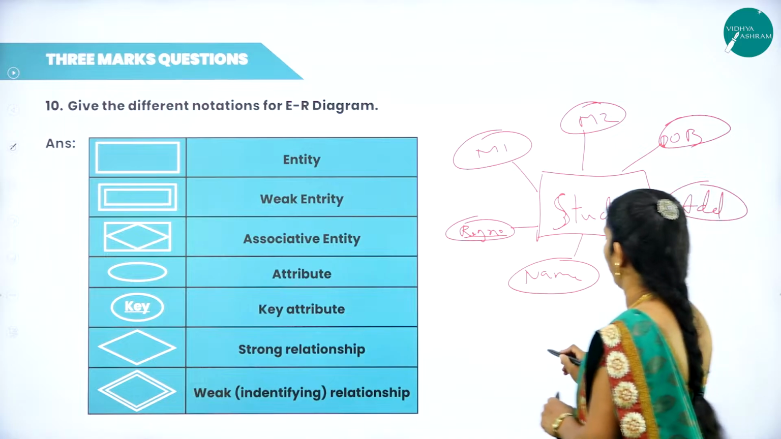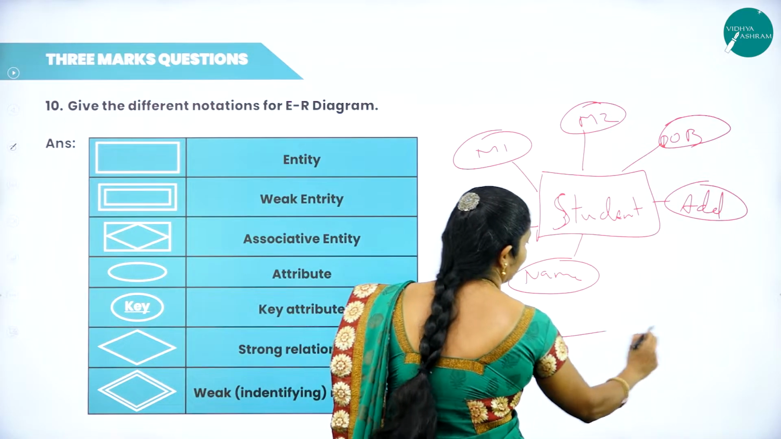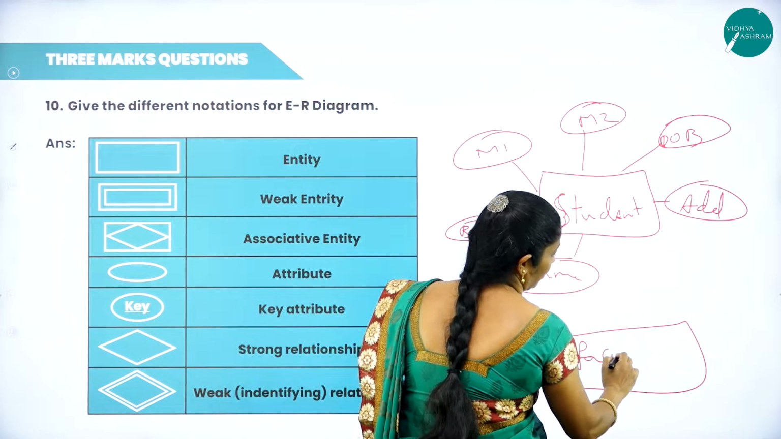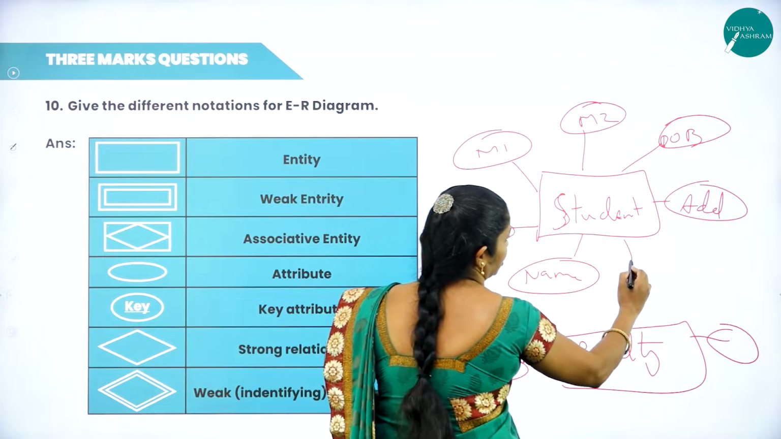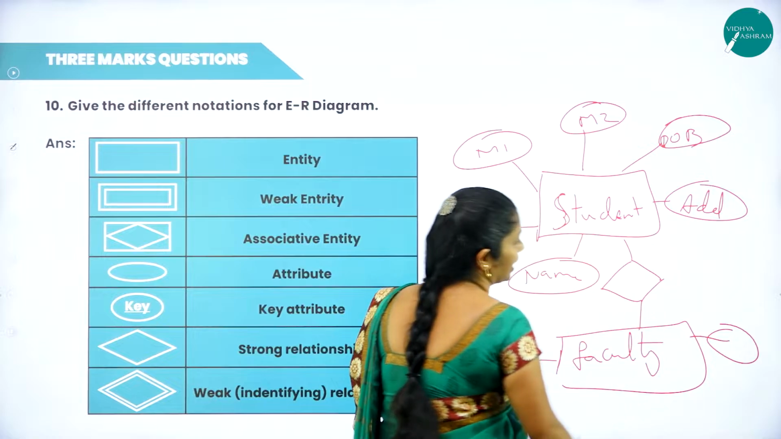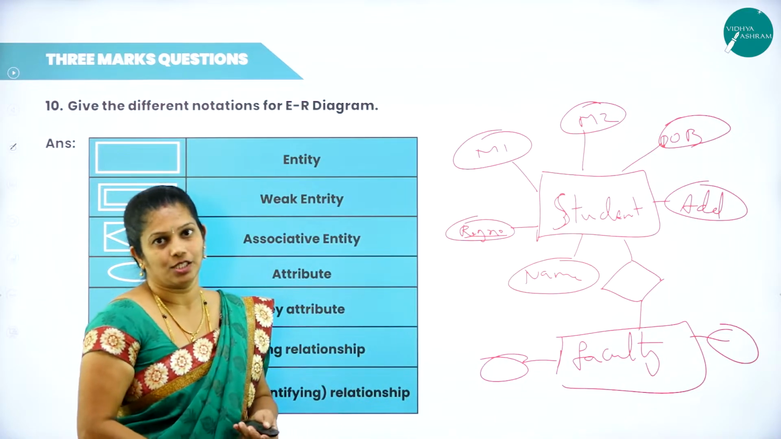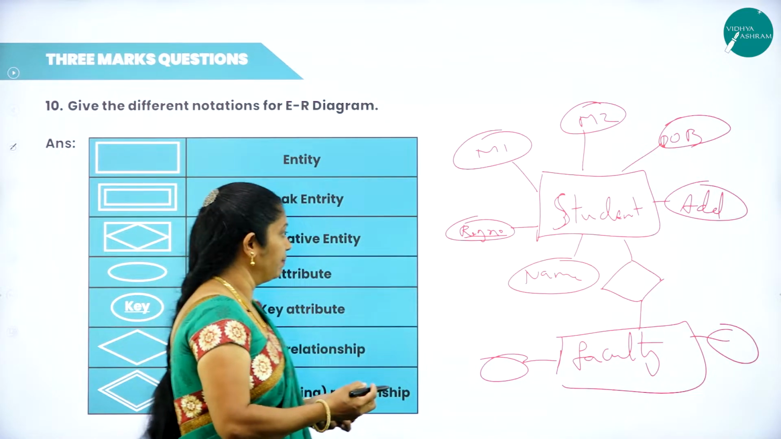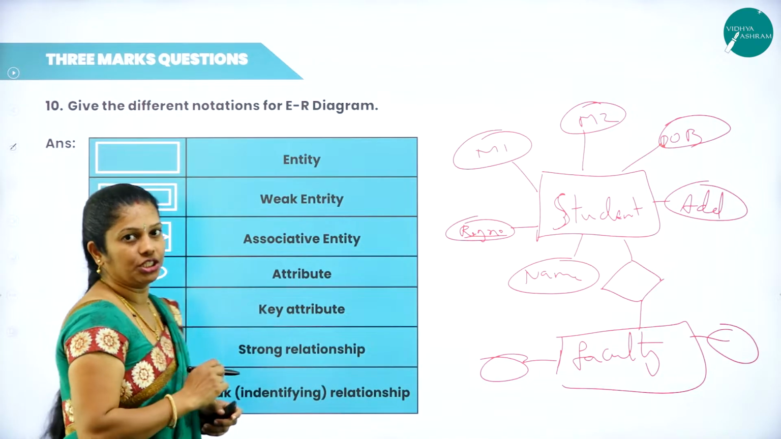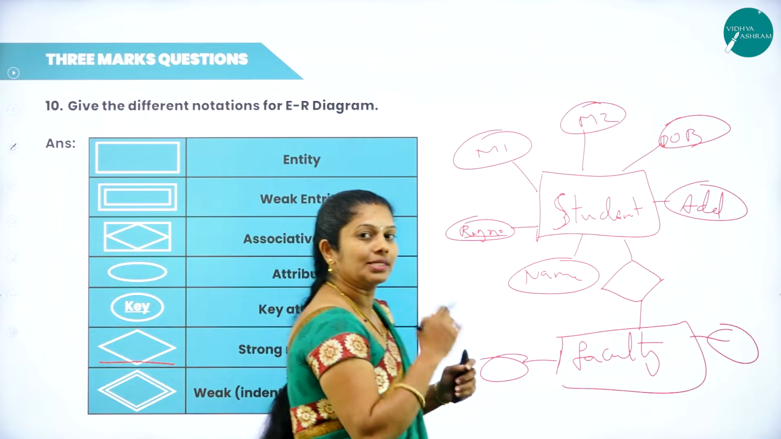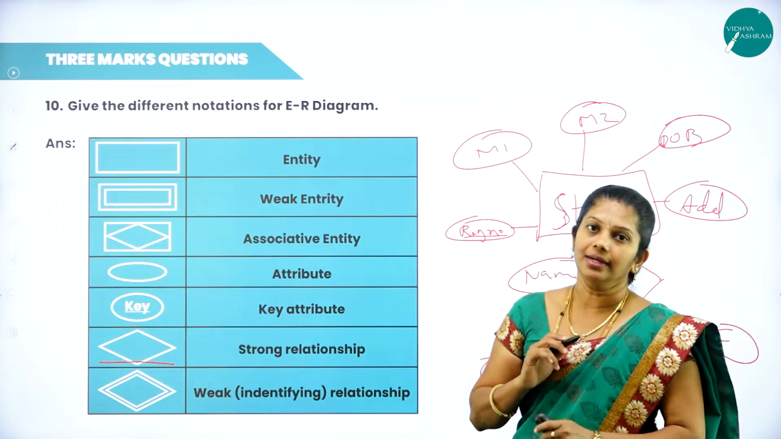Consider here we have student, and we have one more entity, faculty. This faculty also has some attributes, and the relation between these two will be represented in diamond shape. The faculty will teach the student. Like that we can represent the relationship here. Strong relationship. Now these are the few symbols we use in an ER diagram.